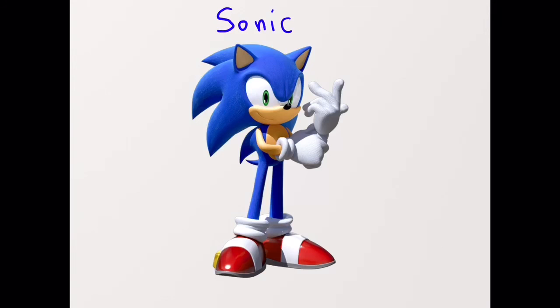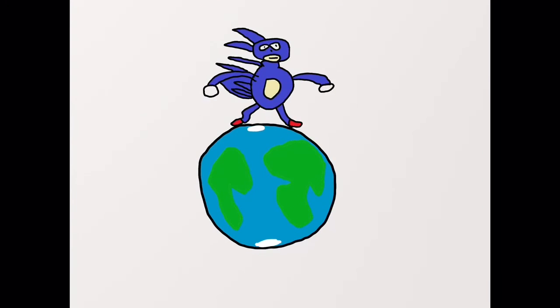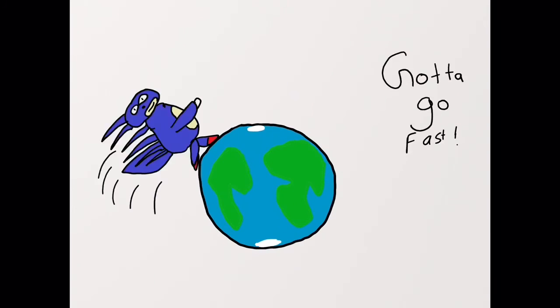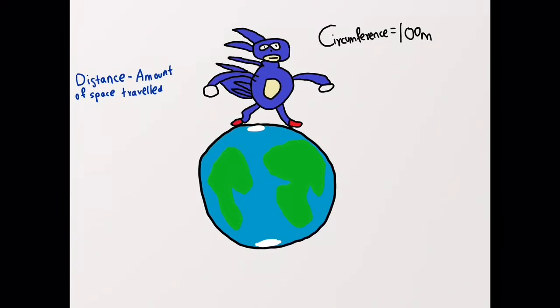Let's use something we can model motion with: Sonic. Never mind, we'll just use Sonic instead. Let's say Sonic is standing at the very top of the world, and then runs around the entire world. For simplicity's sake, let's say that the circumference of the world is 100 meters. Definitely realistic. First, we can figure out the distance that Sonic traveled. Distance is simply the amount of space that an object has traveled. So, Sonic has traveled around the world, and we know that the world's circumference is 100 meters, so the distance that Sonic has traveled is 100 meters.